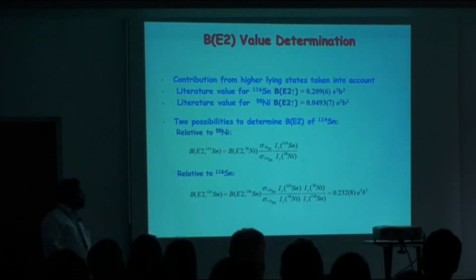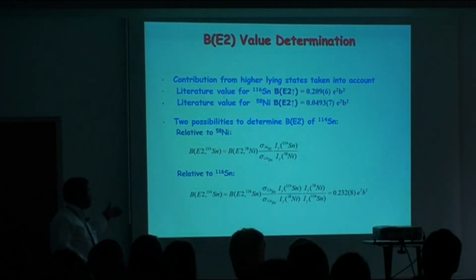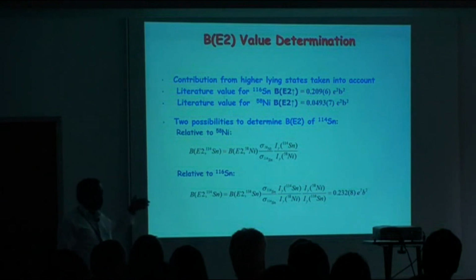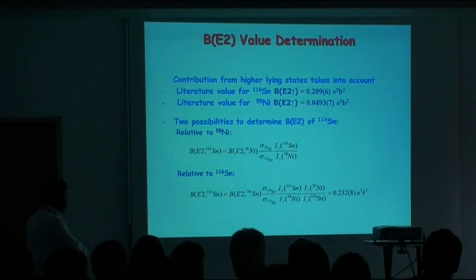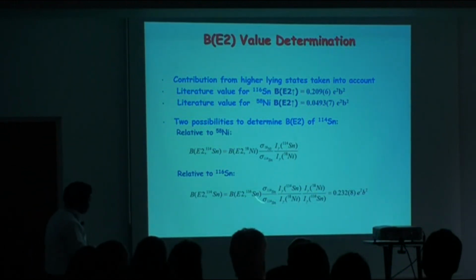And the other important part about this second way of determining the B(E2) is that the first excited state, the energy of the 2 plus state of 114 tin and 116 tin, are very close by. So we have chosen to do our determination of B(E2) using the second way, and this is the cross section. We have not only used 0 to 2 plus, but the contribution from higher rank states was also taken into account.